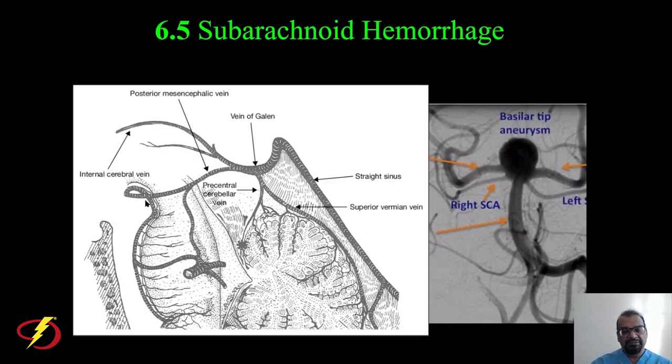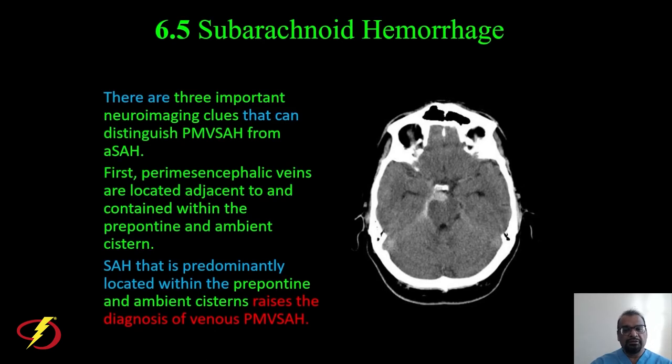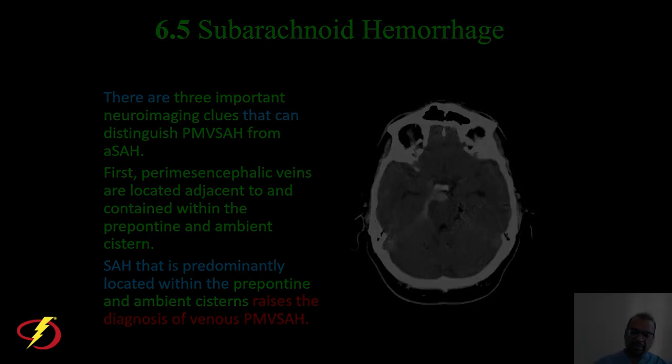So again, these paramesencephalic veins are in the back of the brain. And what lies in front of this, the midbrain or the brainstem, is the basilar artery. And a basilar tip aneurysm can be confused with a paramesencephalic bleed. But there are some clues. There's three very important neuroimaging clues that allow us to distinguish paramesencephalic venous subarachnoid hemorrhage from aneurysmal subarachnoid hemorrhage. First of all, paramesencephalic veins are located adjacent to and contained within the prepontine and ambient cisterns. So subarachnoid hemorrhage, and prepontine just means in front of the pons, that is located within the prepontine and ambient cisterns raises the diagnosis of venous paramesencephalic subarachnoid hemorrhage.